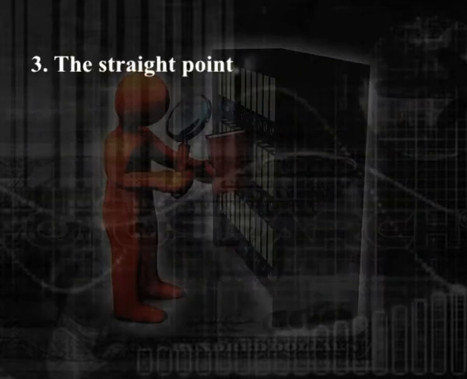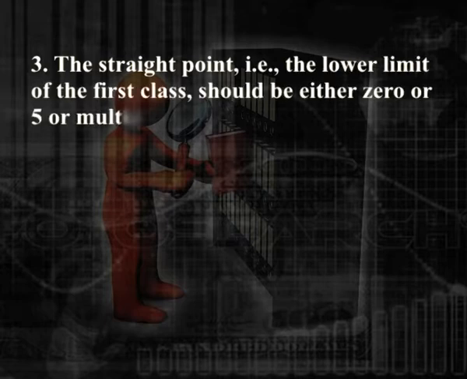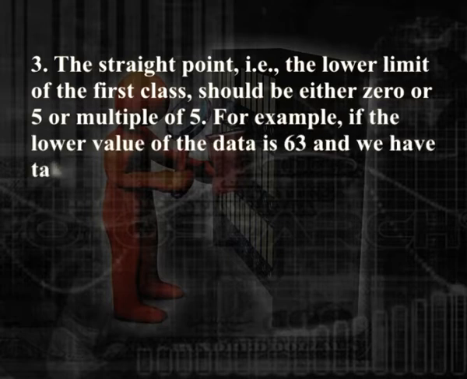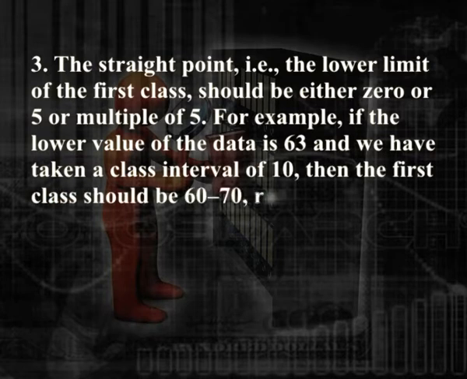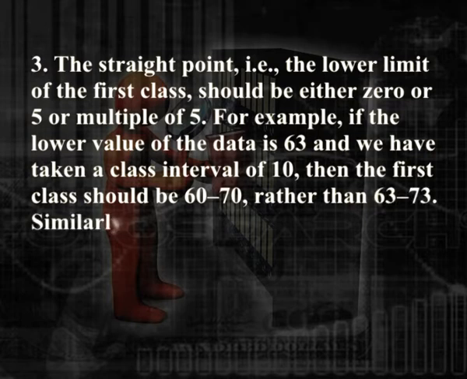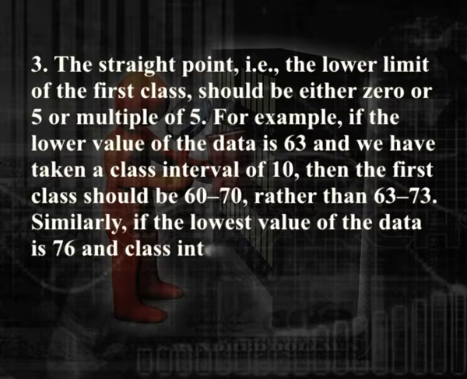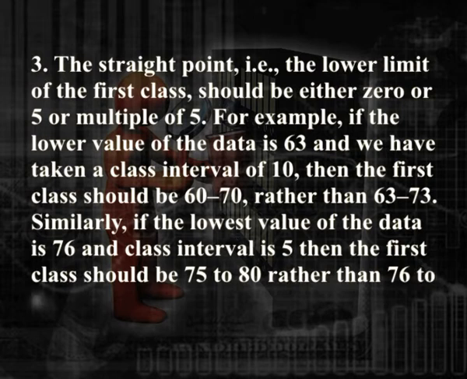Now let's come to the third point, the starting point. The lower limit of the first class should be either 0 or 5 or a multiple of 5. For example, if the lowest value of the data is 63 and we have taken a class interval of 10, then the first class should be 60 to 70 rather than 63 to 73. Similarly, if the lowest value of the data is 76 and the class interval is 5, then the first class should be 75 to 80 rather than 76 to 81.